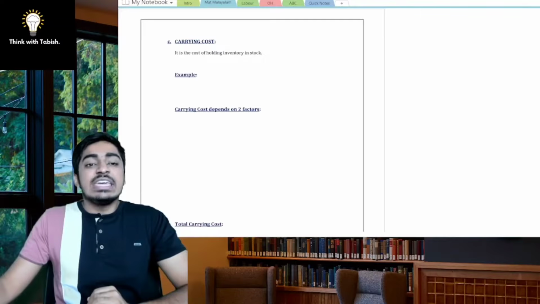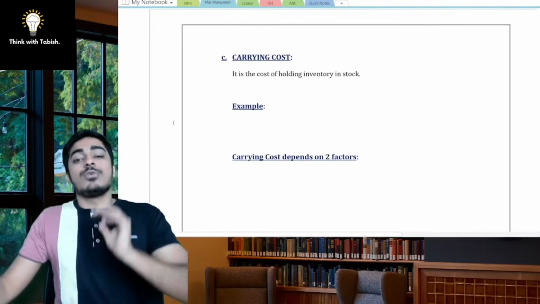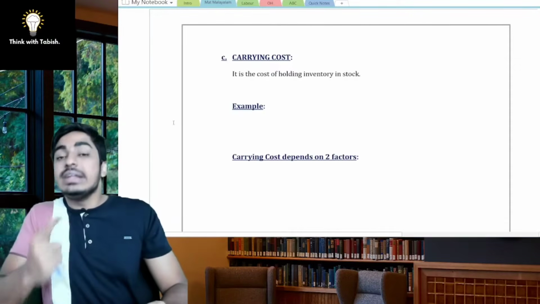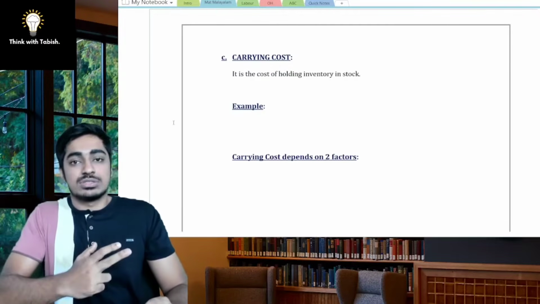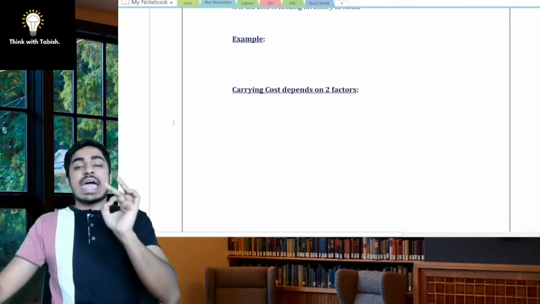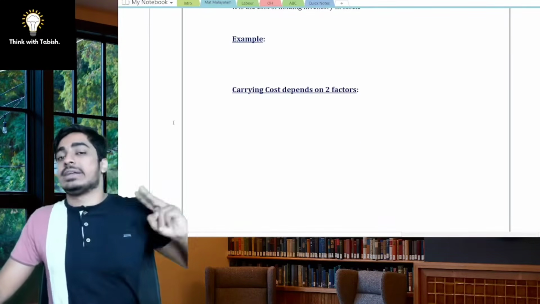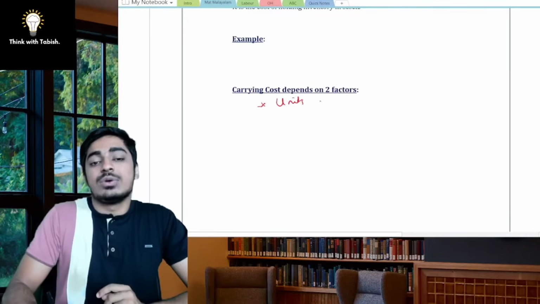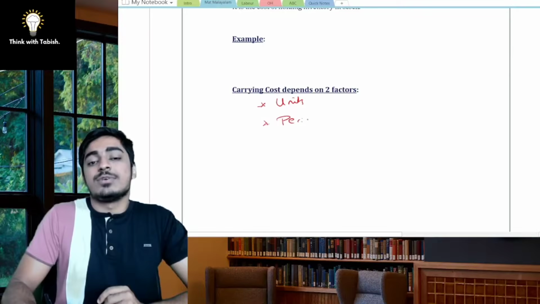Next, we have the carrying cost. It is the cost of holding the inventory in stock. Say we have the storage cost, the interest cost, the obsolescence cost. All these are carrying cost. One thing to be kept in mind, carrying cost depends on two factors. What are they? First is the number of units which we are holding. Second is the period for which we are holding.